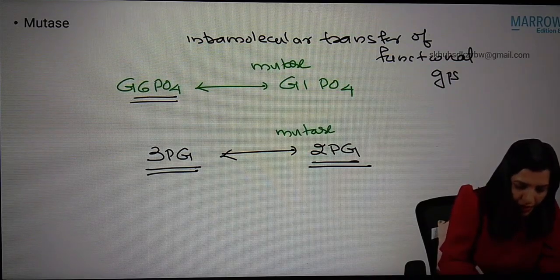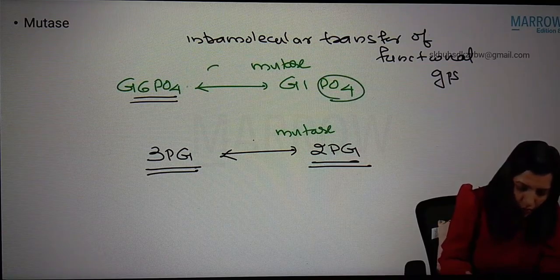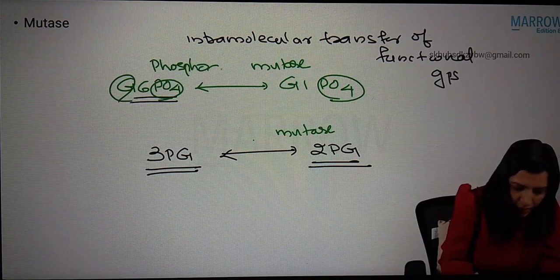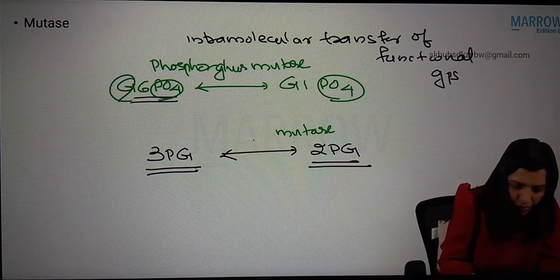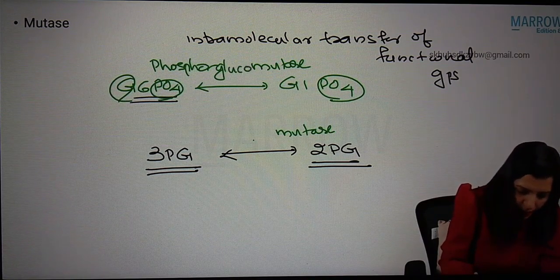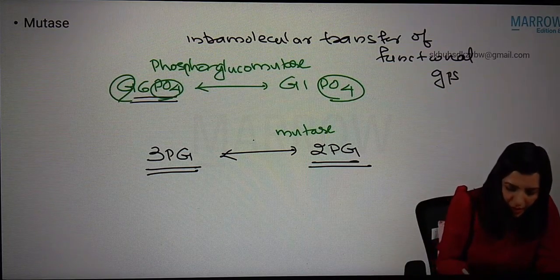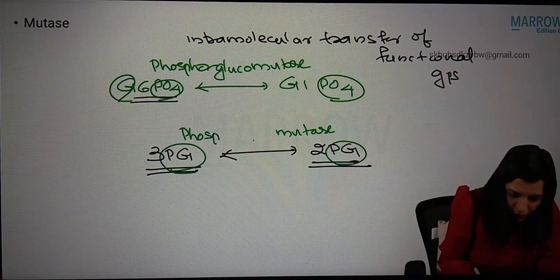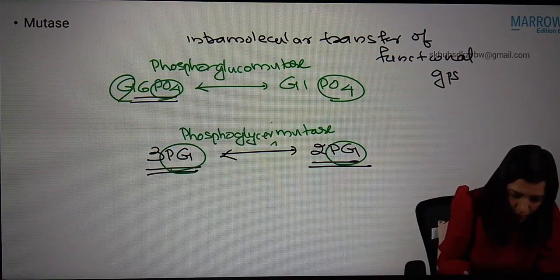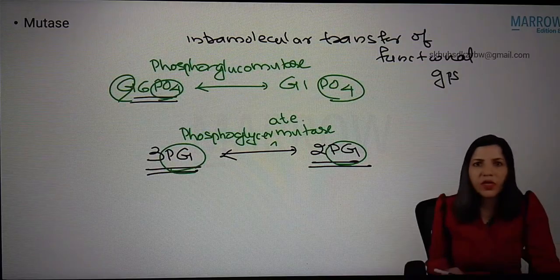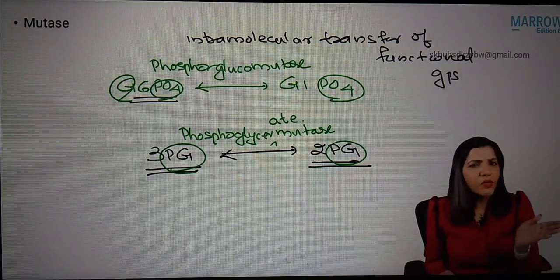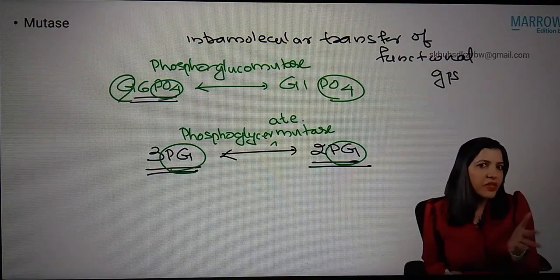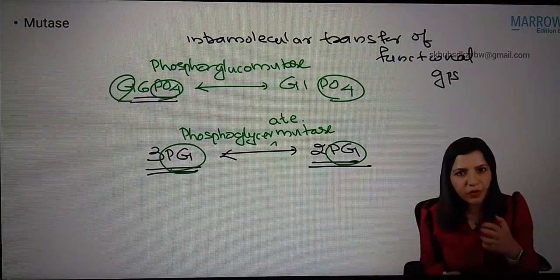What mutase? This should be phospho on both sides, so I'm writing phospho here. Then there is gluco here, so I'm writing phosphoglucomutase. What about the other one? Both are phosphoglycerate, so I'm writing phosphoglycerate mutase. Okay. Now, what is the difference between mutase and kinase? I will explain it with a small demo clip.